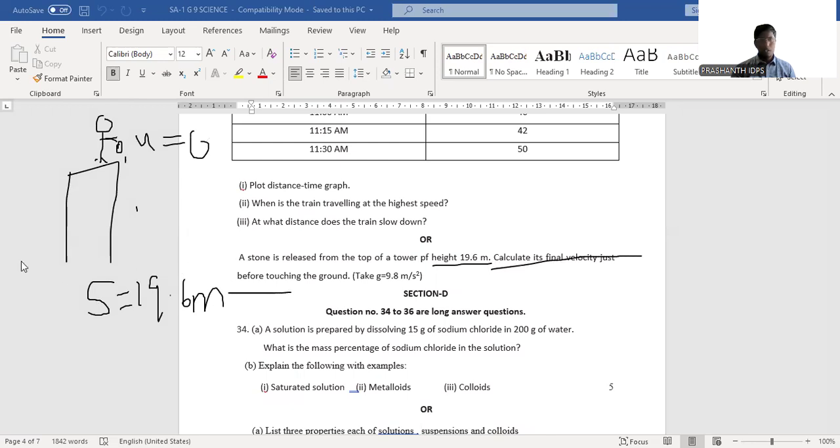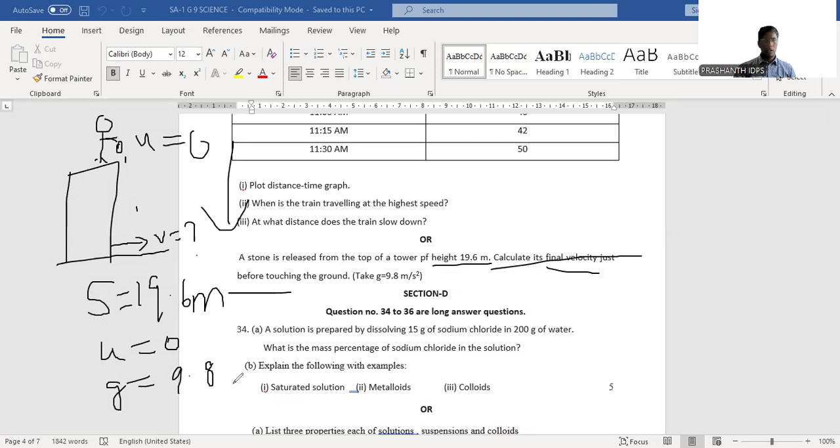If this is the tower, then just before it reaches the ground, we need to find the velocity. V will not become 0, you have to remember that. If it falls down, then the final velocity will be 0. But he is asking for the final velocity just before touching the ground, which means it is still in air. So S is 19.6, u is 0, and g is 9.8, already given. The stone is coming down, towards the gravity, towards the earth, so it will be plus. And he's asking to calculate the final velocity, the V value.